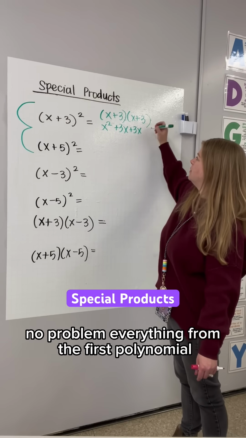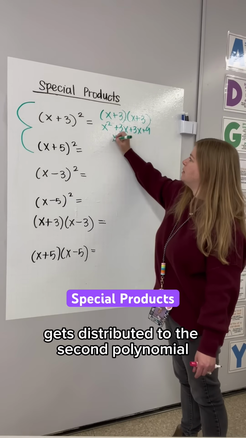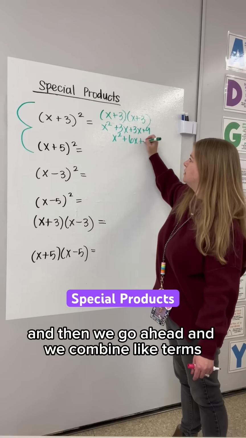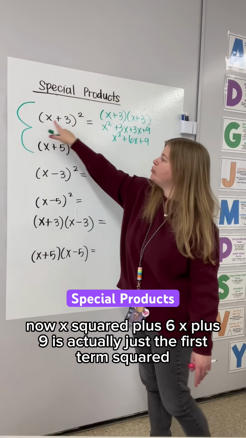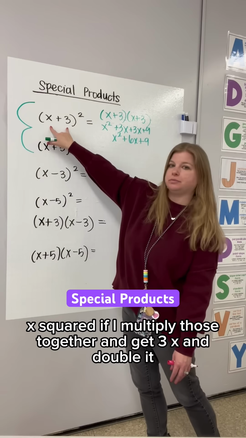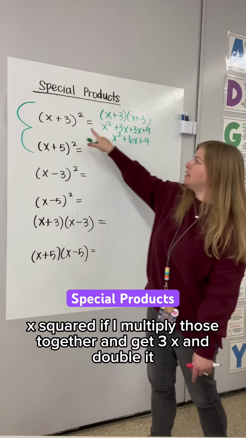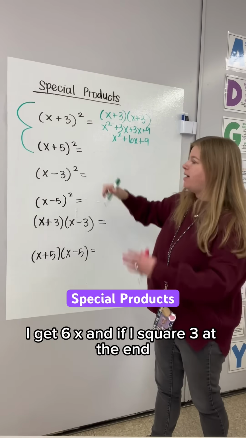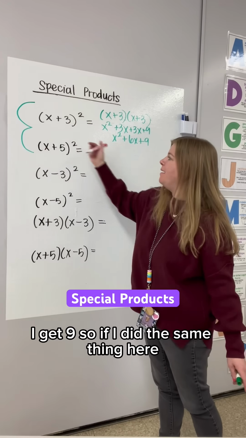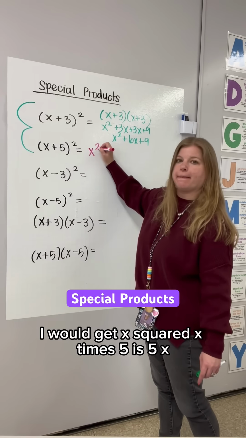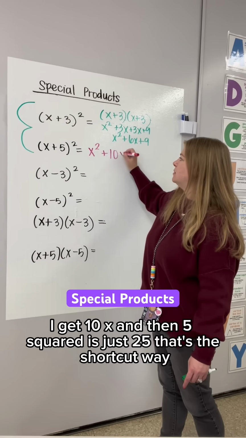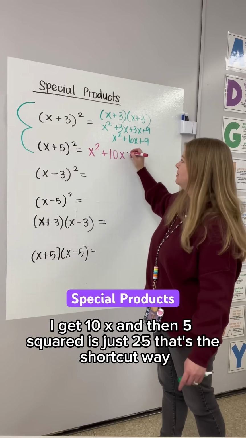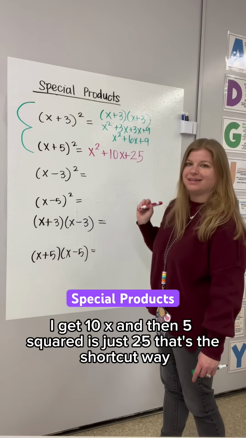No problem. Everything from the first polynomial gets distributed to the second polynomial, and then we go ahead and combine like terms. Now, x squared plus 6x plus 9 is actually just the first term squared, x squared. If I multiply those together and get 3x and double it, I get 6x, and if I square 3 at the end, I get 9. So if I did the same thing here, I would get x squared, x times 5 is 5x, double it, I get 10x, and then 5 squared is just 25. That's the shortcut way. How cool.